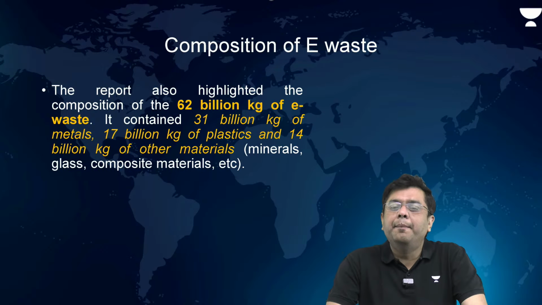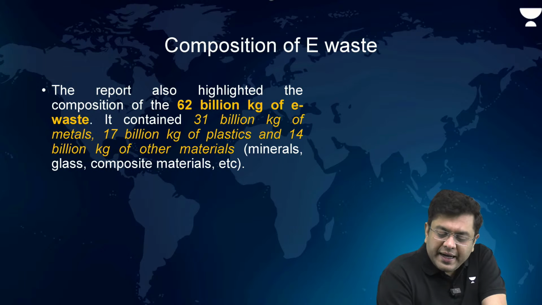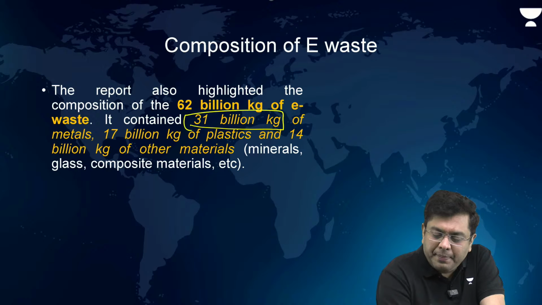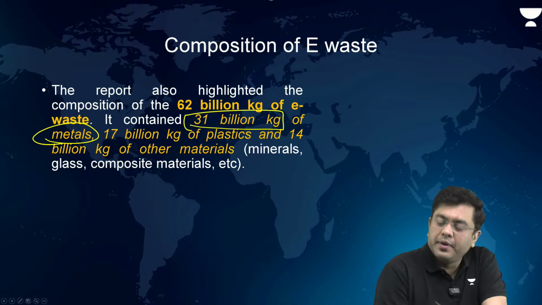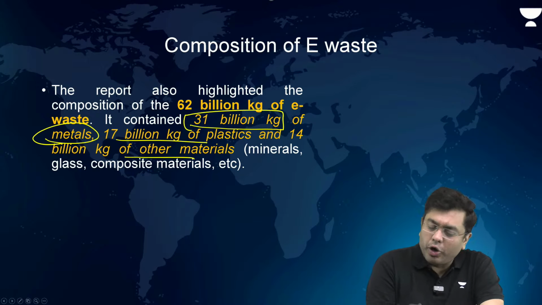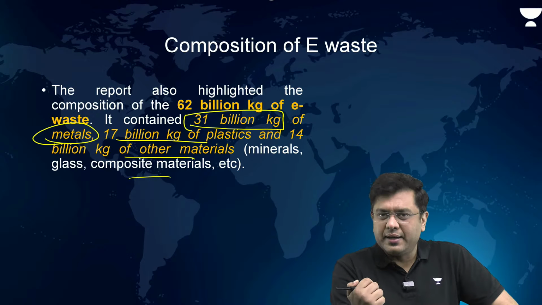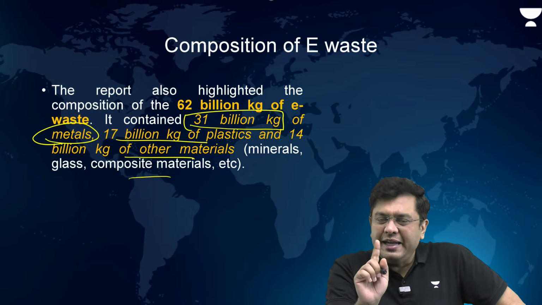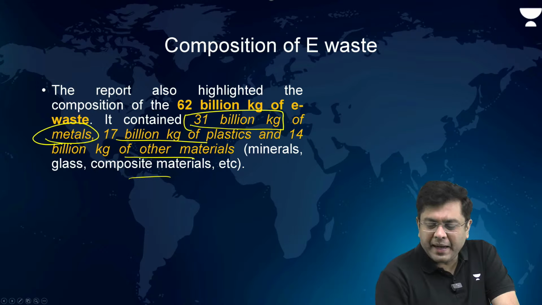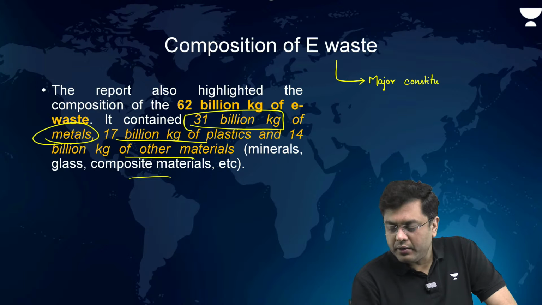Okay. Then composition of e-waste. What is the e-waste composed of? So here it contained in majority 31 billion kg of metals, 17 billion kg of plastics, and 14 billion kg of other materials such as composite materials, right? Other things like that. So largest constituent of e-waste is what? Metals. Major constituent is metal.